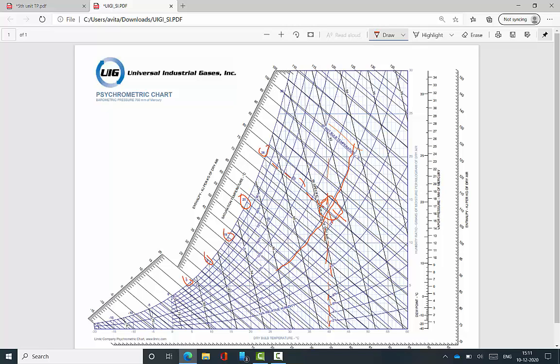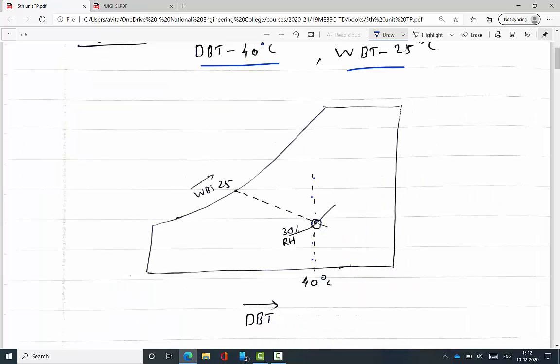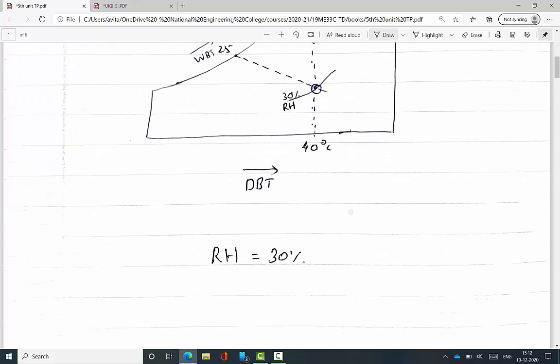Because the relative humidity lines are 10, 20, 30, 40 and so on, the values increase likewise. Therefore, I approximately draw the values and get one intersection point. At that point, the value is approximately 30%. Okay, the answer is relative humidity is 30%. This is how we find the unknown values with the help of known values.